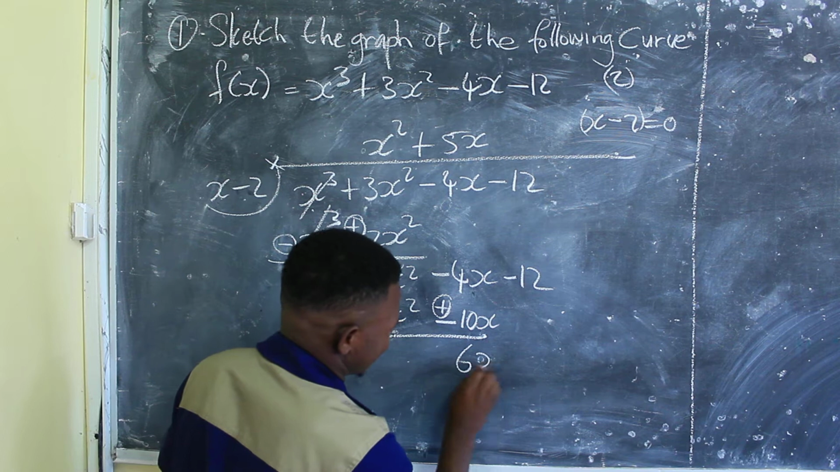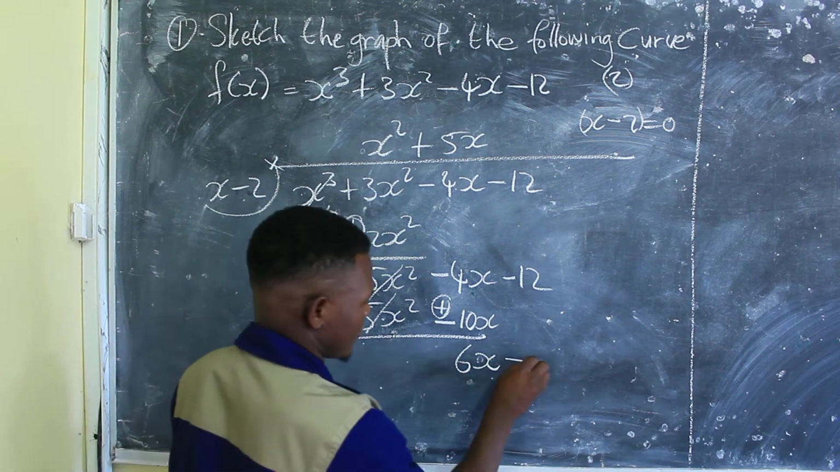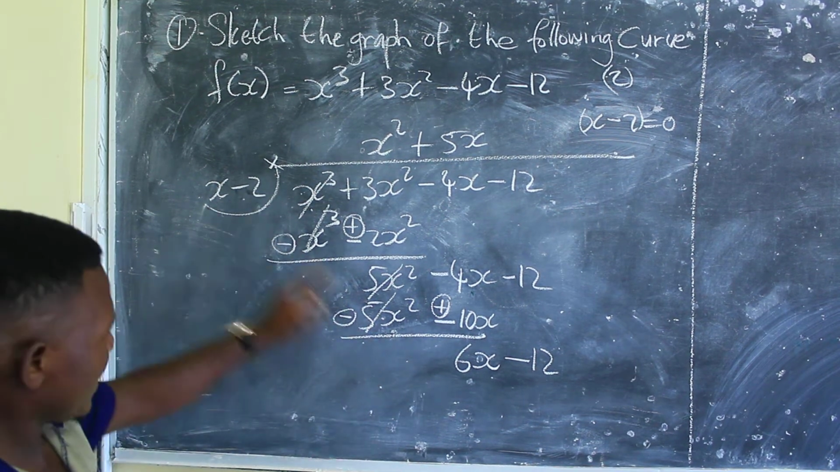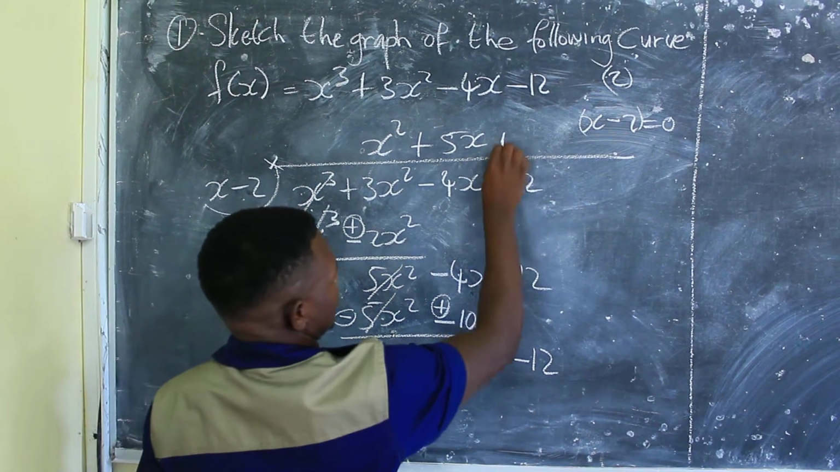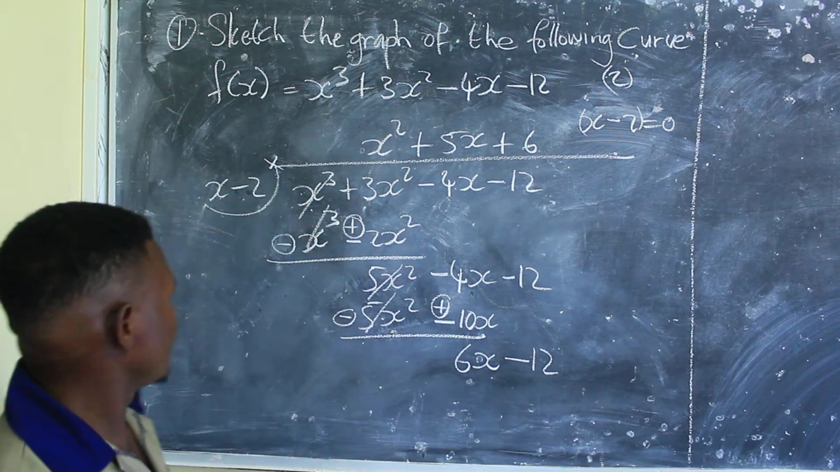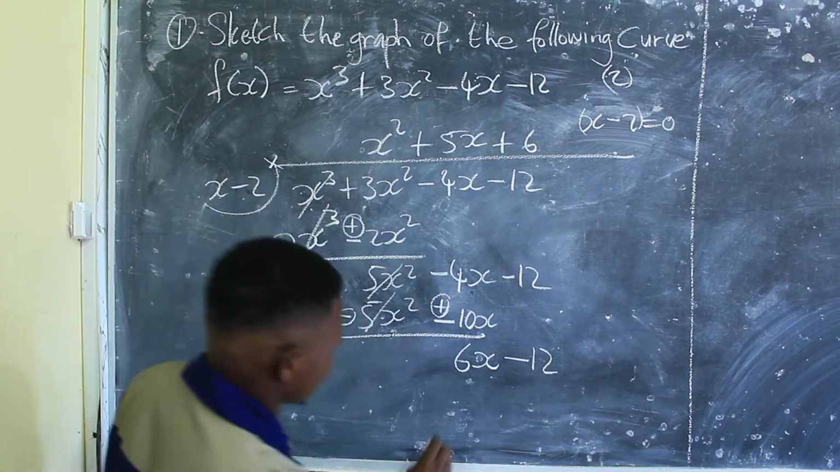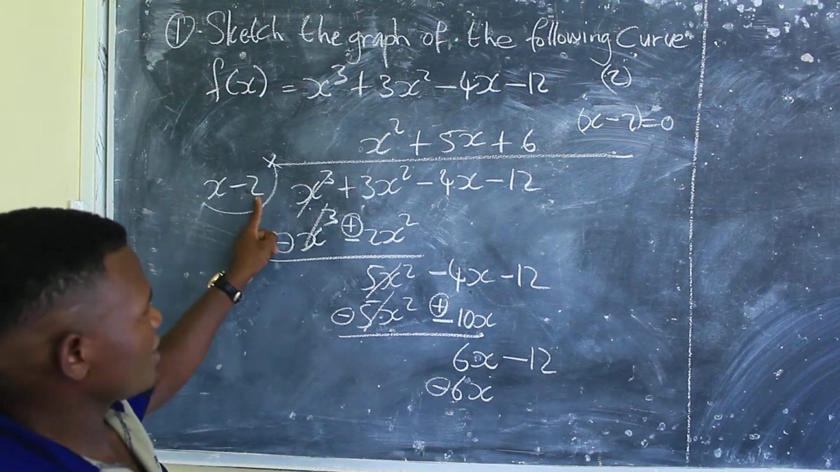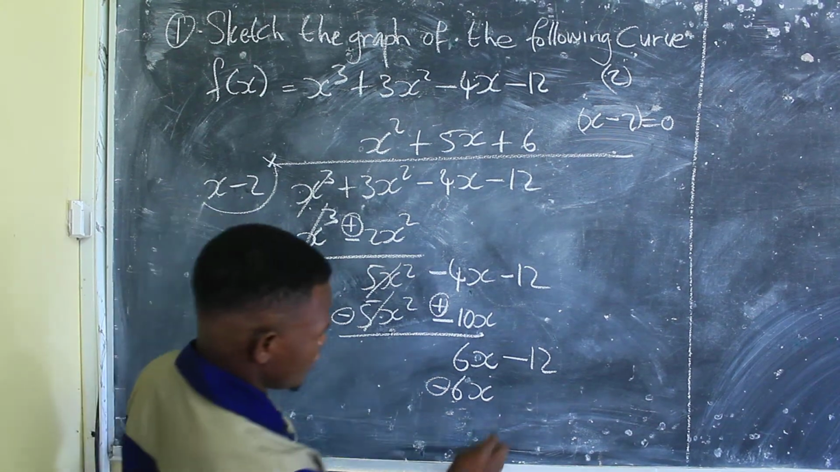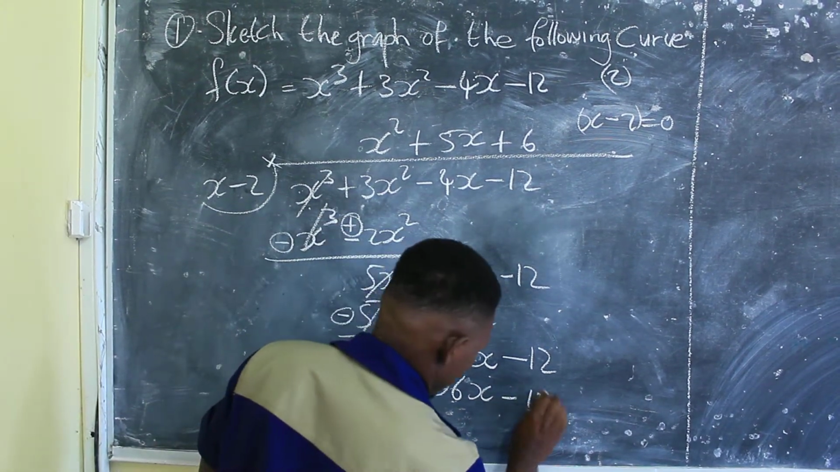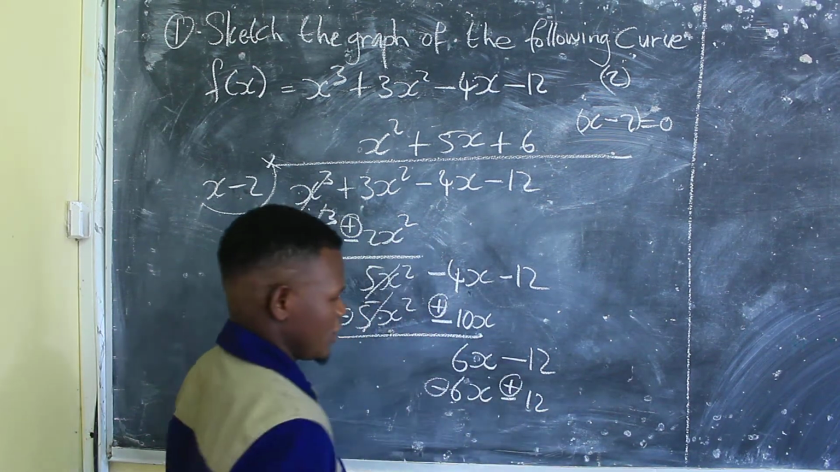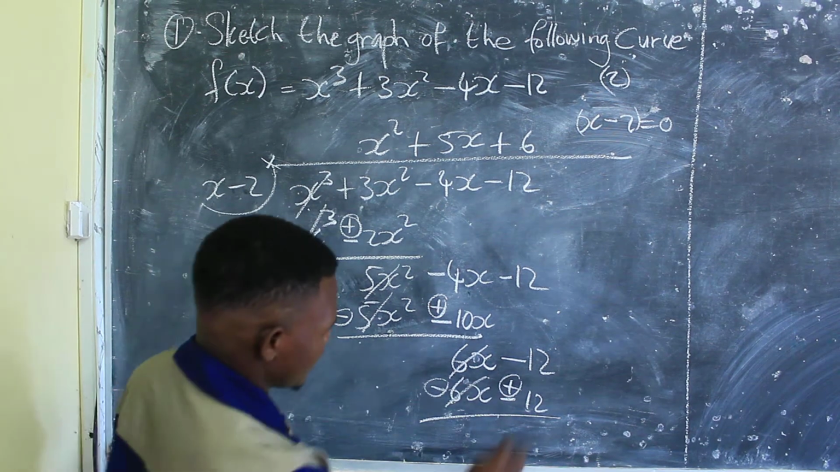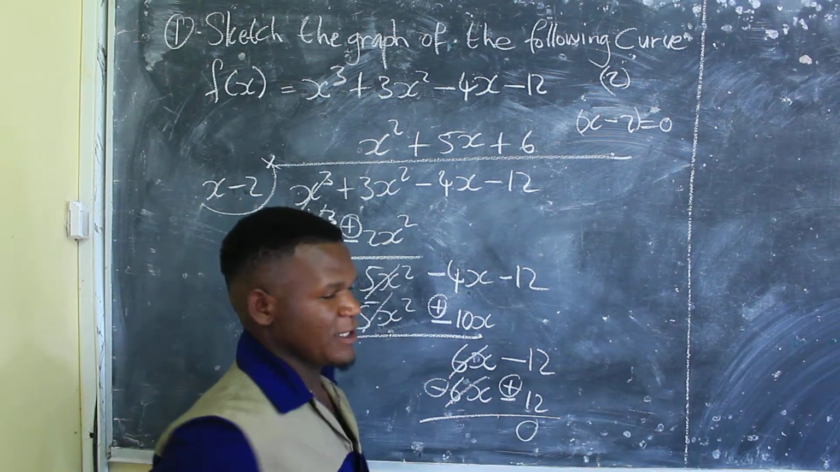So we have 6x. I bring down the 12. Okay? I start over. x into 6x, that is plus 6. 6 multiplied by x is 6x. Minus, -2 multiplied by +6, you get -12. You change it to positive, you solve. These two will cancel. These two give us a 0.